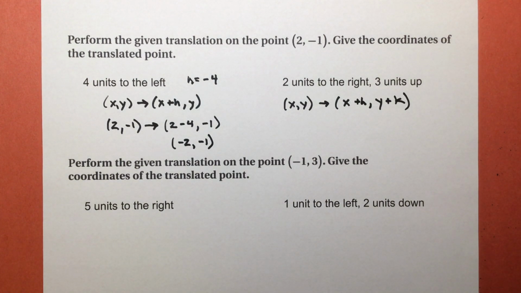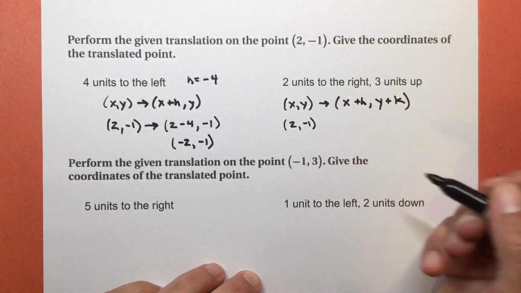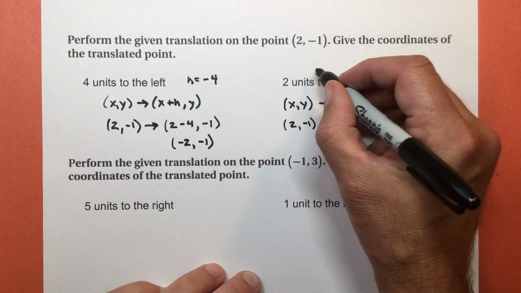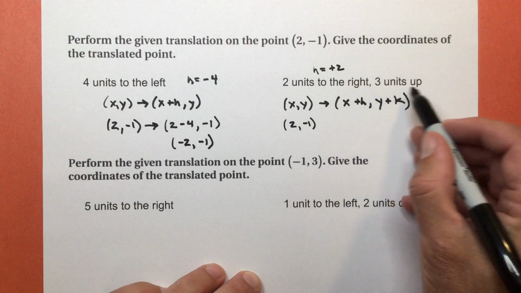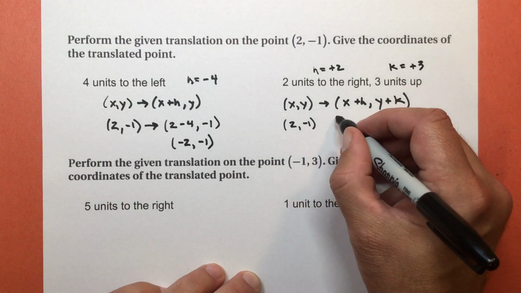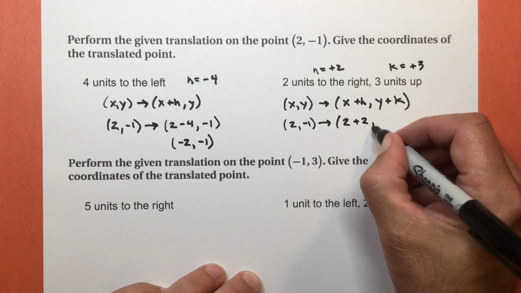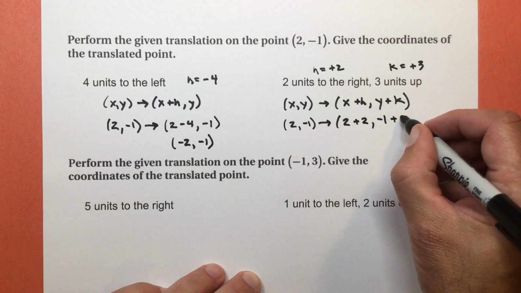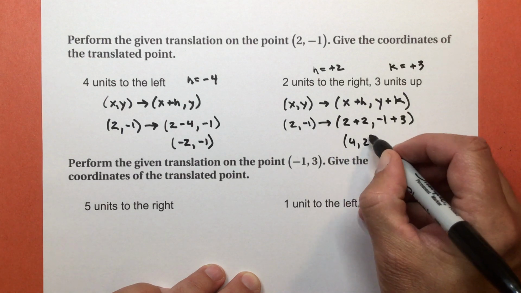So don't worry about why it's h or why it's k. h is how far right or left you're going to move. k is just a placeholder for how far up or down you're going to move. My point, same point, is going to be (2, -1). I'm going to go 2 units to the right, so that tells me that my h is going to be +2. And I'm going to go 3 units up, so that tells me that my k is going to be +3. So I'm going to get 2 plus 2 and -1 plus 3. All I have to do is simplify that, and I get (4, 2).